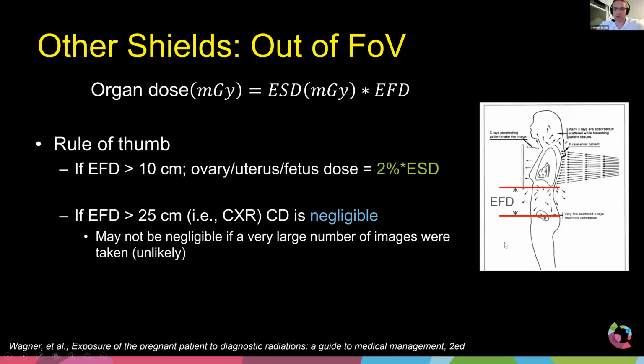So do we need to place shields on the outside? If we're doing this PA chest radiograph, oftentimes people will place a lead apron back here covering the pelvis and the abdomen of this patient. That is not in any way stopping any form of radiation. It is quite literally doing nothing because all of the dose to those organs is coming from scatter.